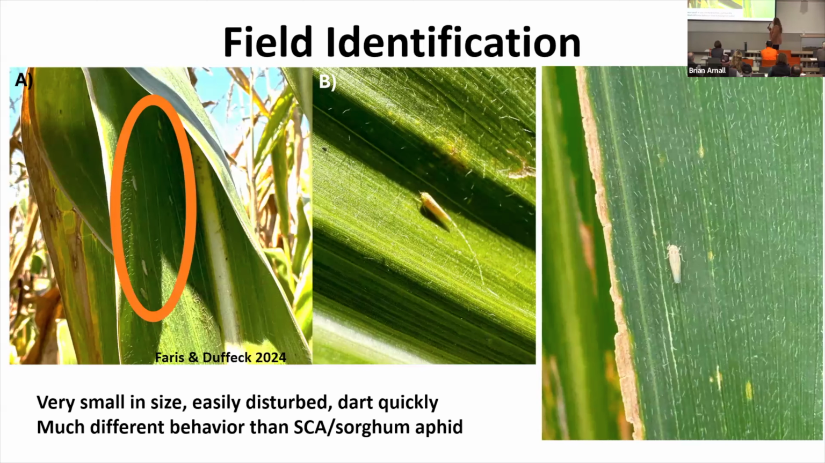And when you're looking in the field, depending on the size or the growth stage of the plant that you're at, you might want to start looking underneath the leaves as well. They like shade, just like we like shade. And they have a very different behavior than the last invasive pest that we had.